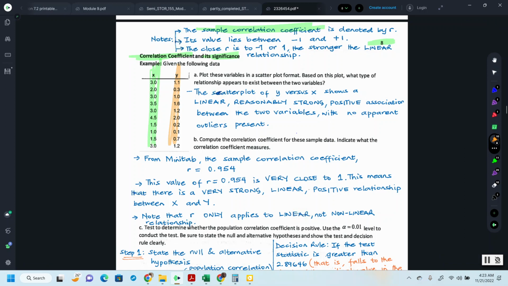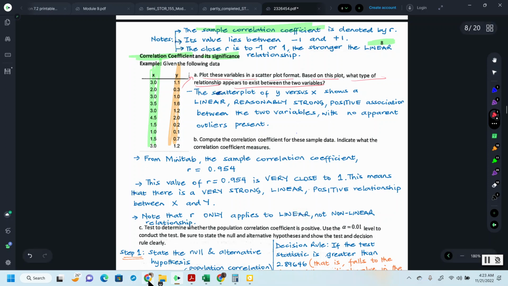So, as we have seen in earlier videos, in order to describe the relationship between two numeric variables y and x, we start out with a scatter plot. So, to begin, it is no surprise that the first question we have here says that we should plot these variables in a scatter plot format. And based on this plot, what type of relationship appears to exist between the two variables? So this is what we'll do.